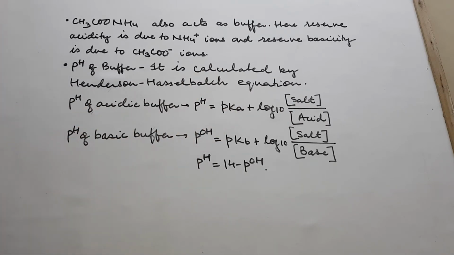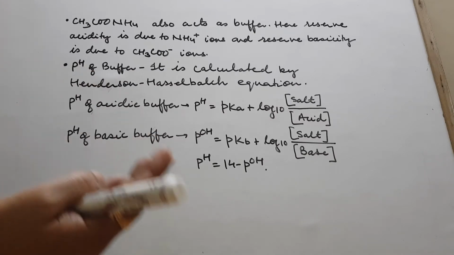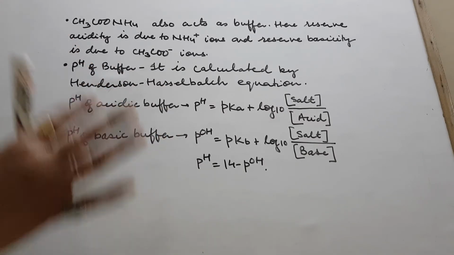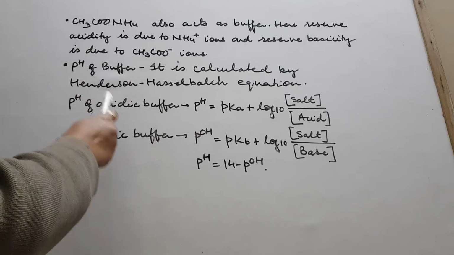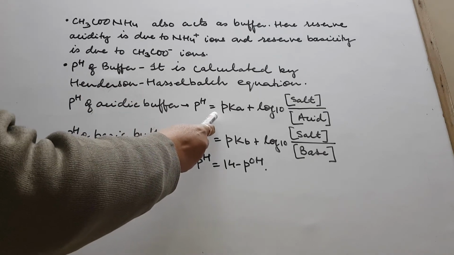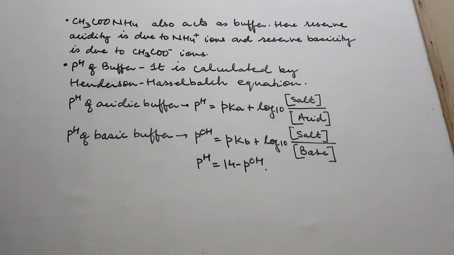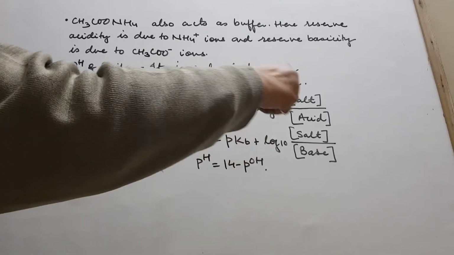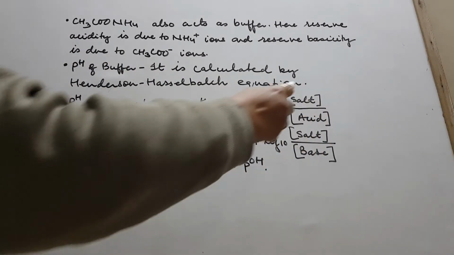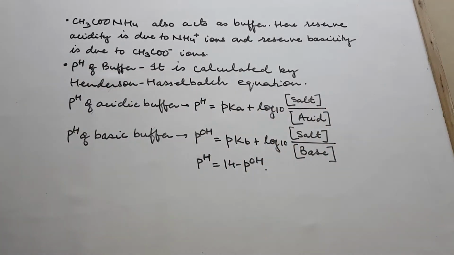For acidic buffer, we calculate pH. For basic buffer, we calculate pOH. As I told you, in case of acids, we were calculating directly the pH. In case of bases, we were calculating first the pOH, and then we know the formula pH plus pOH is equal to 14. Accordingly, we were going. That was what I suggested and taught you. So here, pH of acidic buffer: pH is equal to pKa plus log to the base 10 of salt upon acid, that is, molar concentration of salt upon molar concentration of acid.